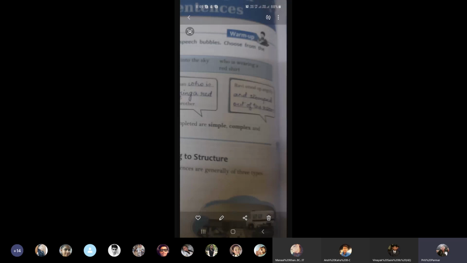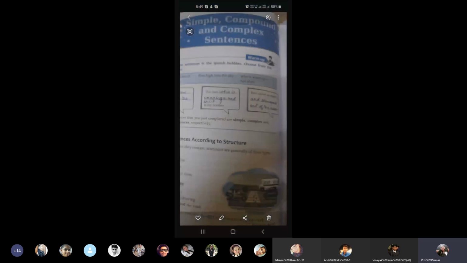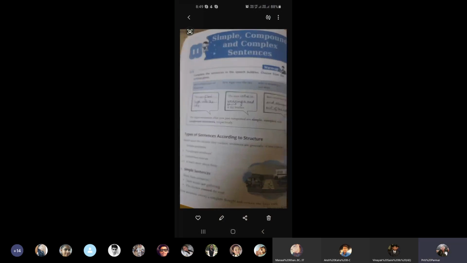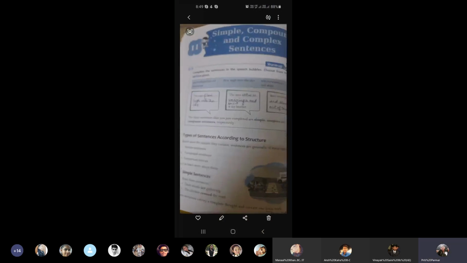Now, here they are telling you that there are three types of sentences according to the structure. Yeah, according to the structure, there are three kinds of sentences. Now, coming to the simple sentences. Now, these sentences, such as dark clouds are gathering, the children crossed the road. Now, in these sentences, a simple thought, which is complete in itself, is shown here.